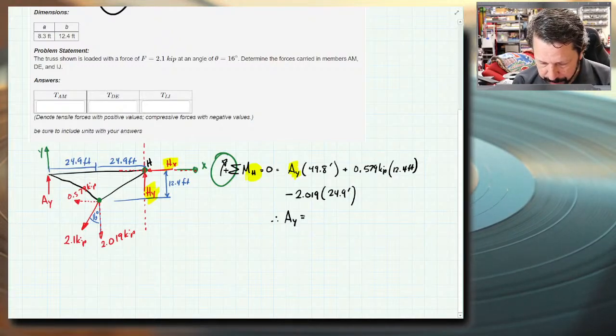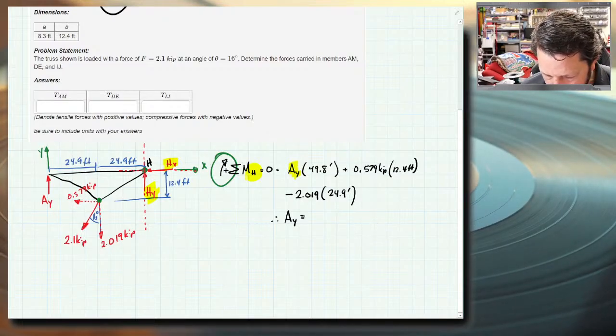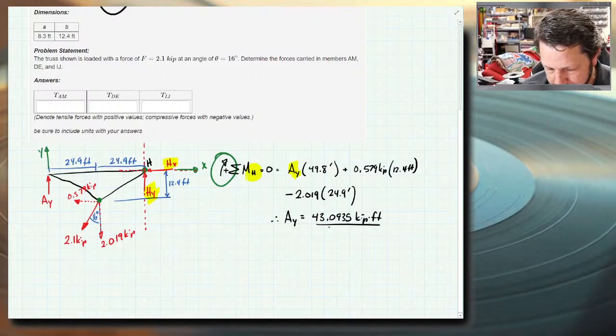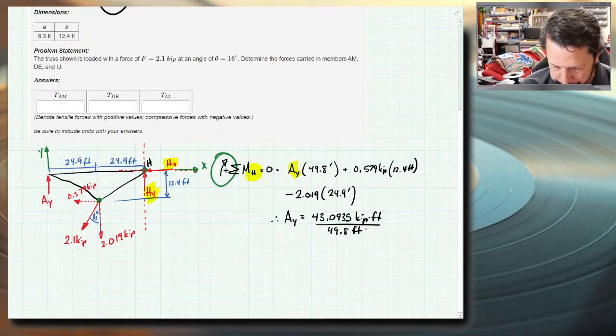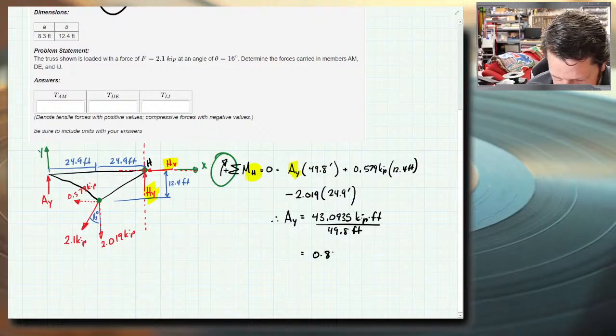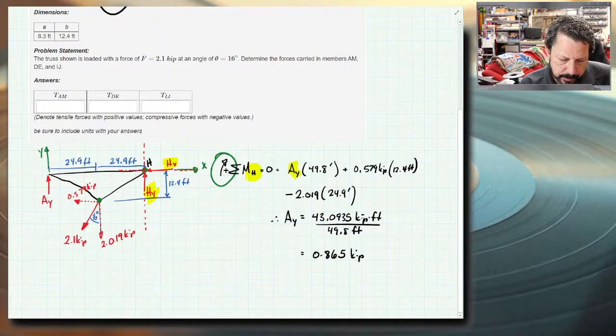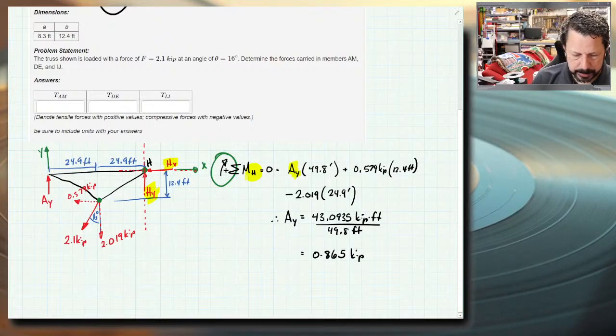Okay. So I get AY equals, I'll move that minus to the other side of the equal sign, so it becomes positive. 43, that's kip feet. And then I need to divide by the 49.8 feet. And I get AY as 0.865 kips. So 865 pounds. That seems reasonable. So we'll go with that.